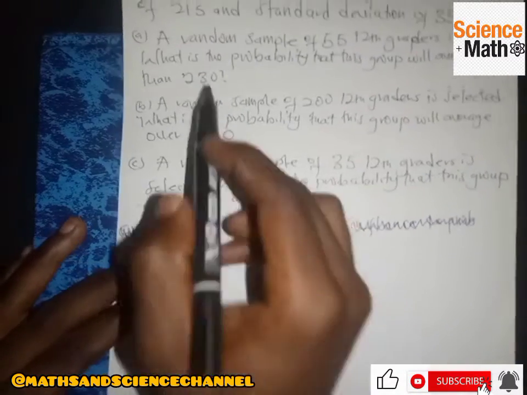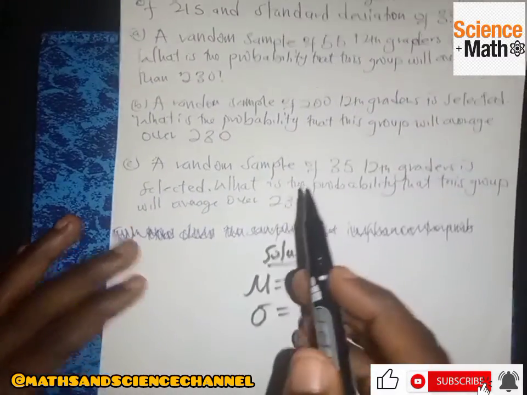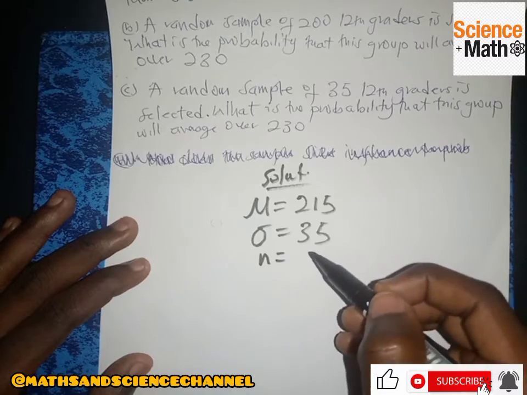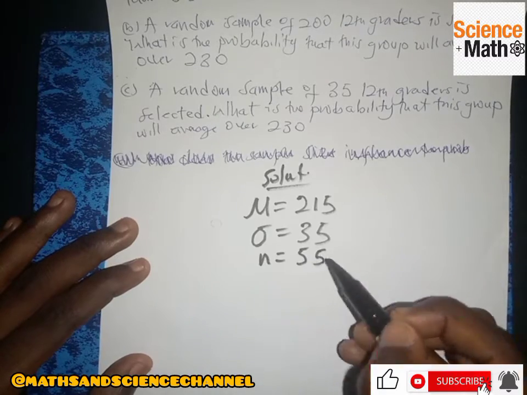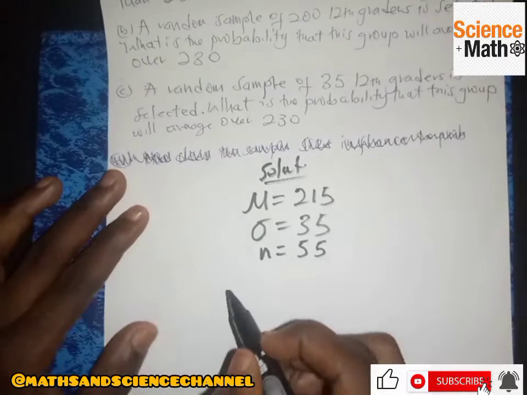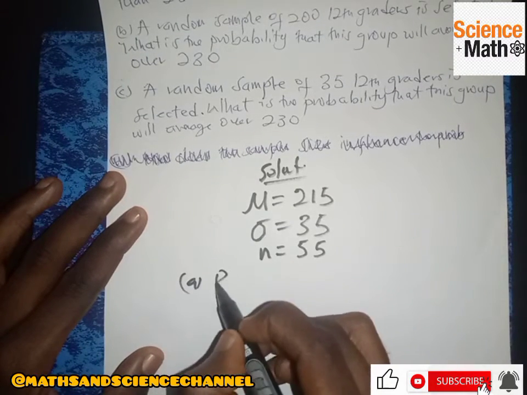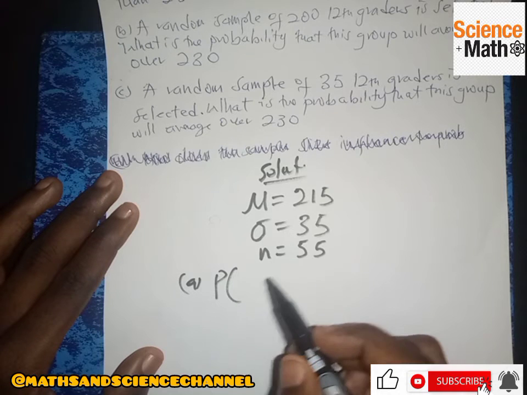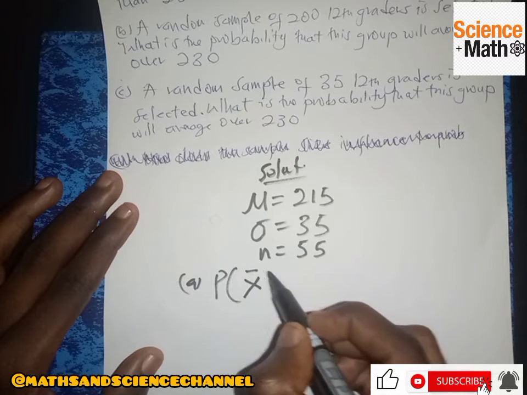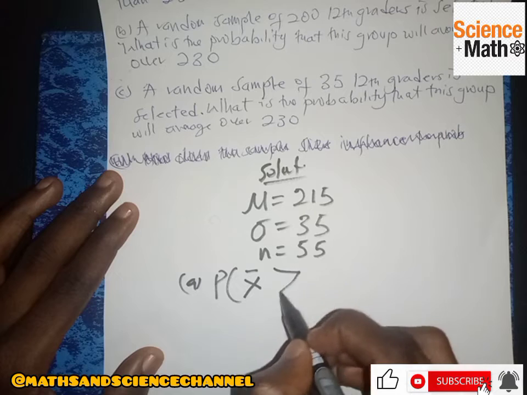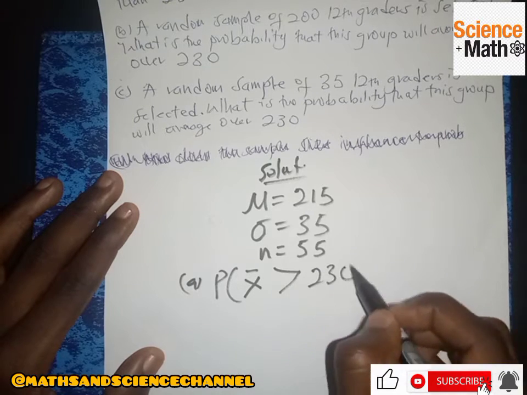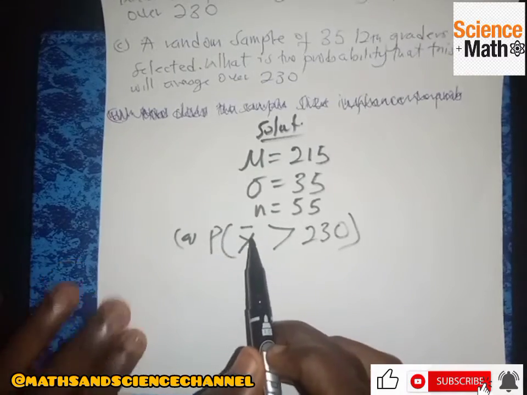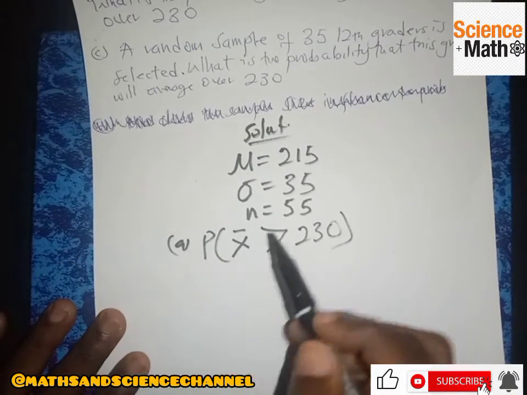As you can see, a random sample of 55 means that is the number of samples that we are given. So the number of samples is just n, which is 55. We are to find the probability that this group will average more than 230. That is the probability that we are supposed to find, and this is what we call the sample mean, right? That is the sample mean.